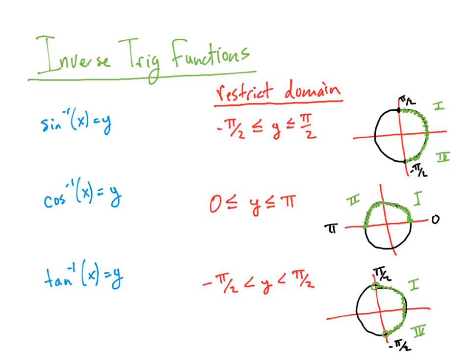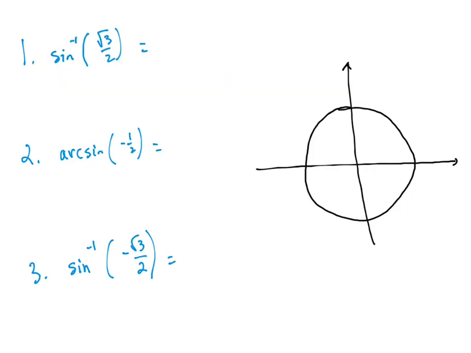So let's actually evaluate some of these inverse trig functions. All right, we'll look at the inverse of sine first. The first one says sine inverse of root 3 over 2. What this is saying is, what angle has a sine value of root 3 over 2? And we're going to find all these angles in radians.